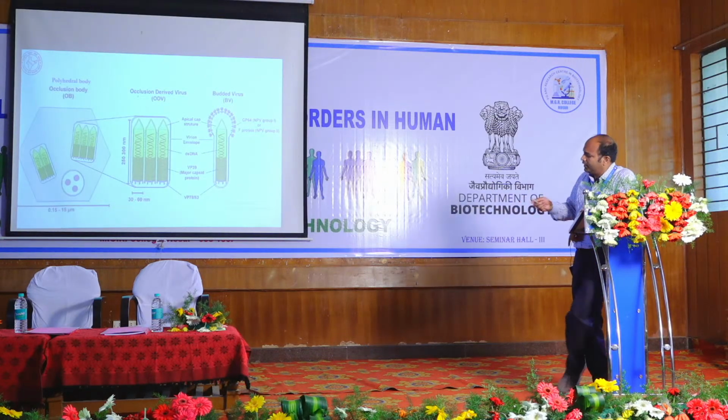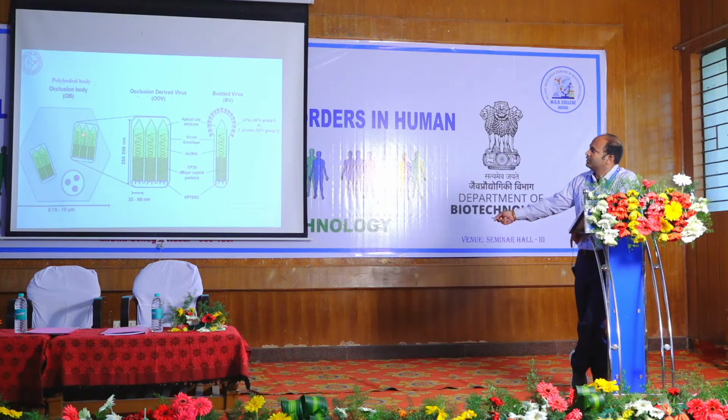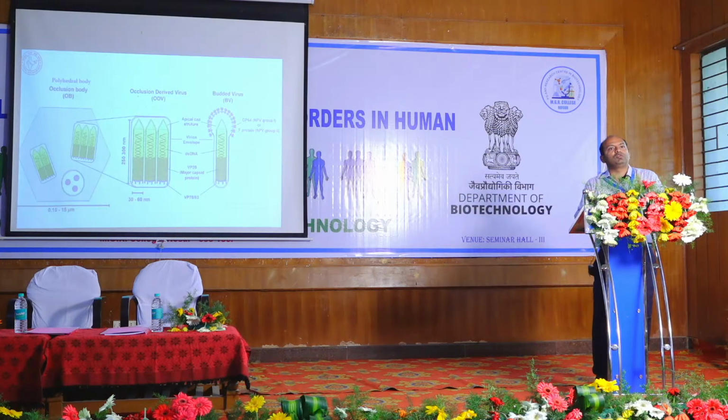The next, here see, in insects, a particular type of virus forms a proteinaceous matrix known as polyhedra. Polyhedral bodies we could say. This is a single virus. All these viruses produce a matrix protein, this is known as a polyhedral body, as you could see here. This polyhedral body will give a protective cover to the virus.